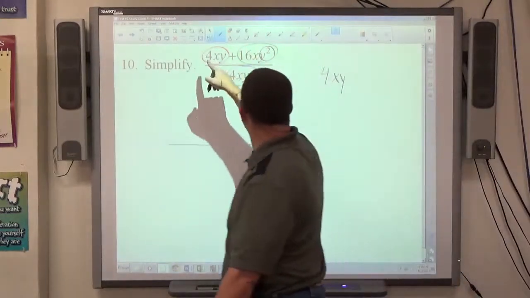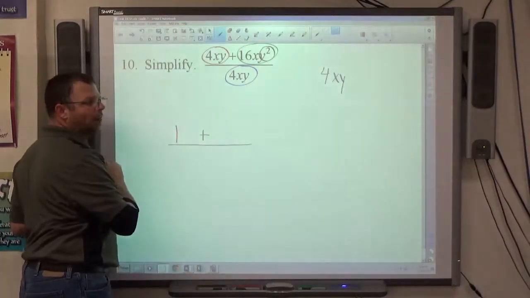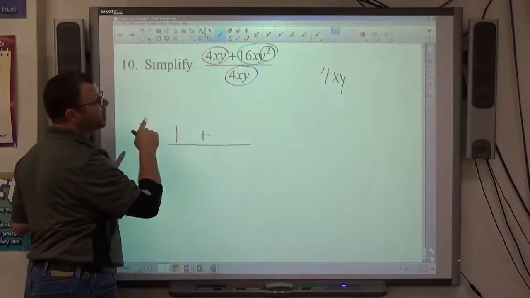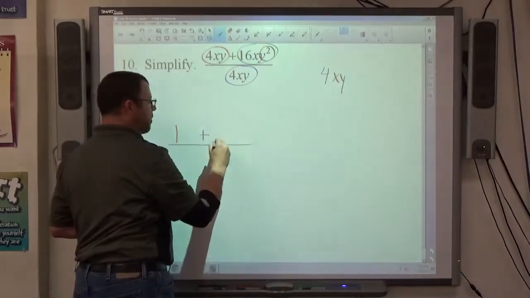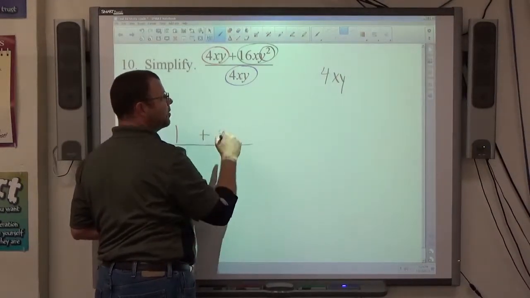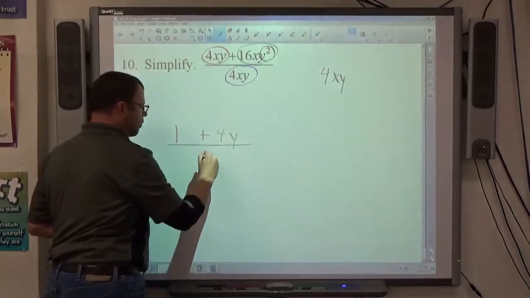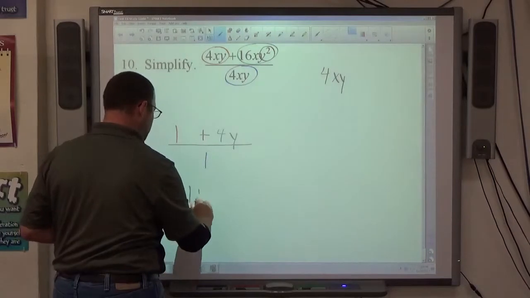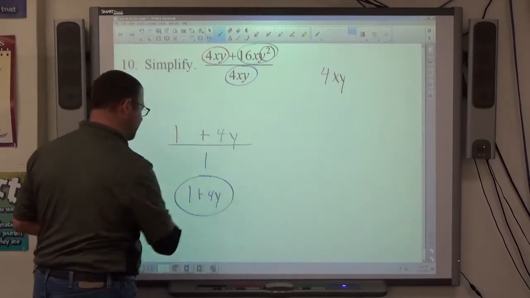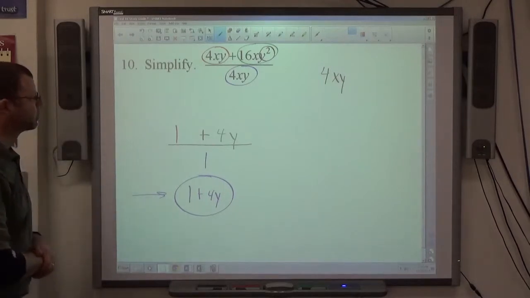So if I take each of these divided by 4xy, 4 divided by 4 is 1. Always write down the ones. X divided by x cancels, y divided by y cancels. 16 divided by 4 is 4. X divided by x cancels, y squared divided by y is y. 4 divided by 4 is 1. X cancels, y cancels. So 1 plus 4y over 1, or just 1 plus 4y, since over 1 doesn't have to be written. I'd take either answer. I'd probably go down to there myself, though.